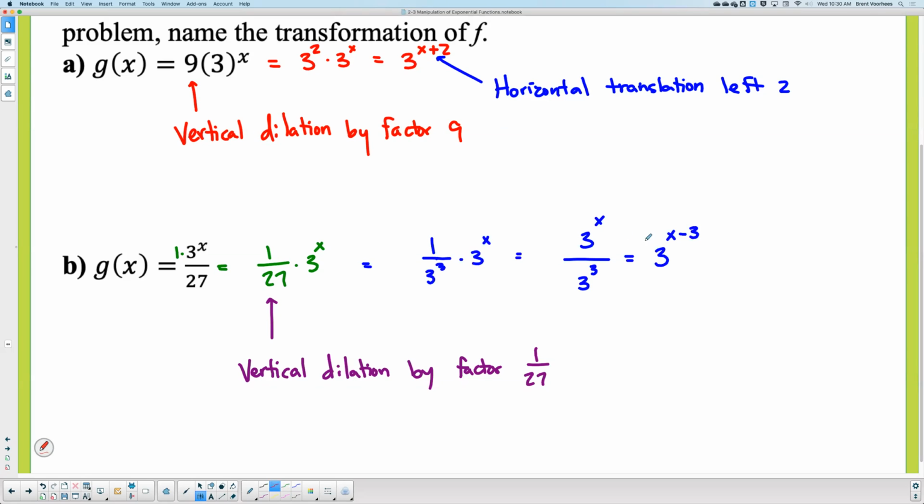Now, would I call this a vertical dilation? Horizontal translation. This is now horizontal because it's with x. And because you're adding or subtracting, it's now a translation. If it says to subtract 3, what do we actually do? Go to the right 3. Right 3. Can I go to the next version? Yeah.